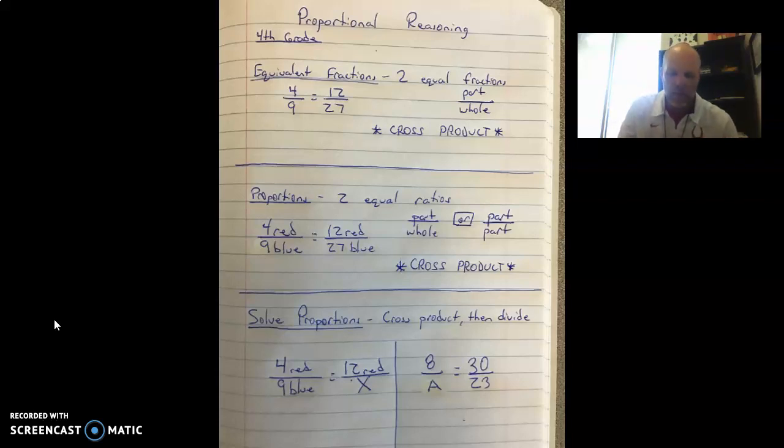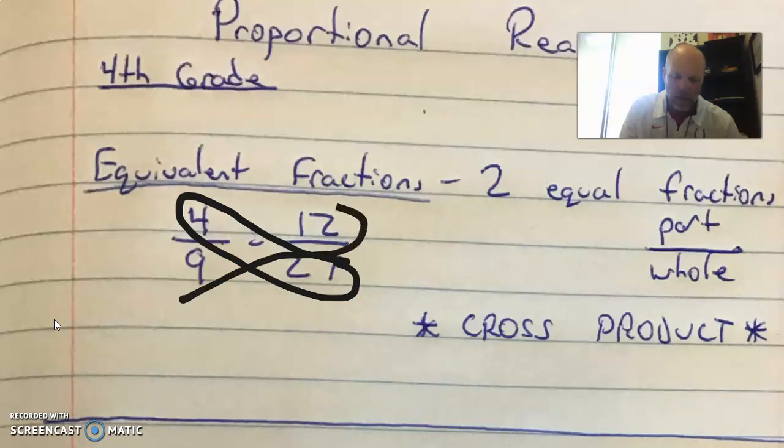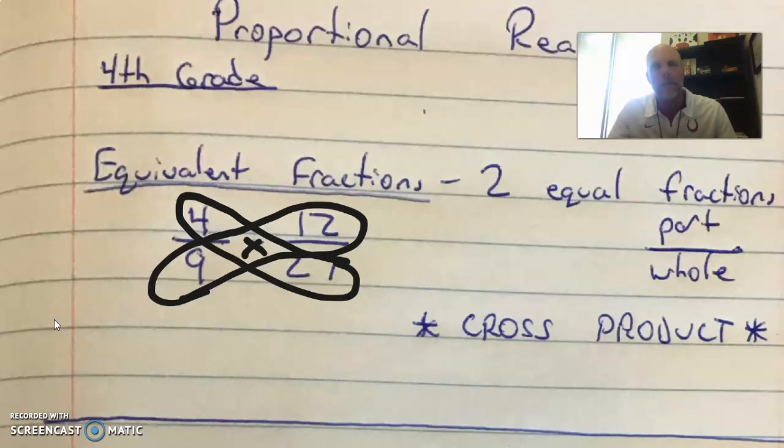Your teacher most likely told you to use the butterfly method. Butterfly method meaning cross multiply, and if the products are the same, then that means they are equivalent. Okay, so 9 times 12 I believe is 108. I'm going to double check that, sorry. 9 times 12 is 108.